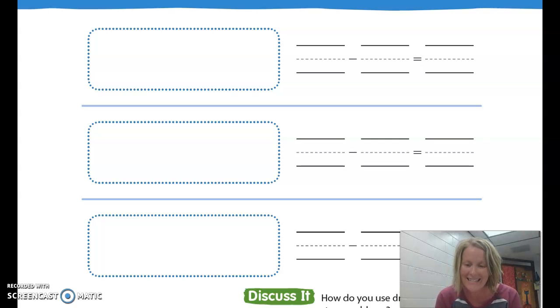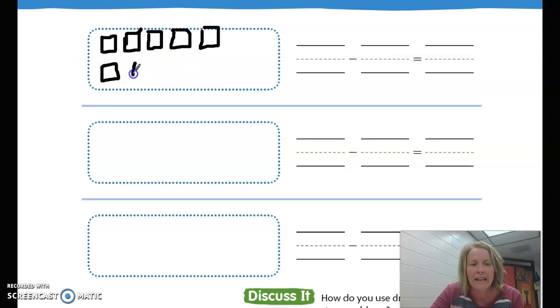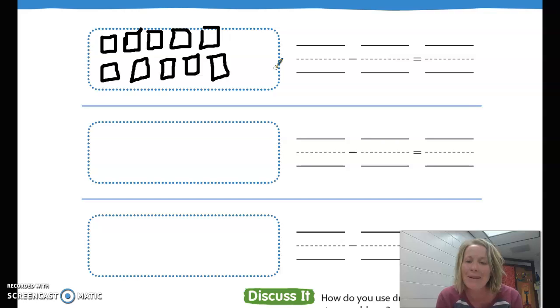Miranda has 10 books. Let's draw our 10 books. I'm just going to draw little squares. What are you going to draw? Are you going to make your picture fancy? I'm just going to make it simple. All right, do we have our 10 books? I'm almost there. How about you? Nice job.